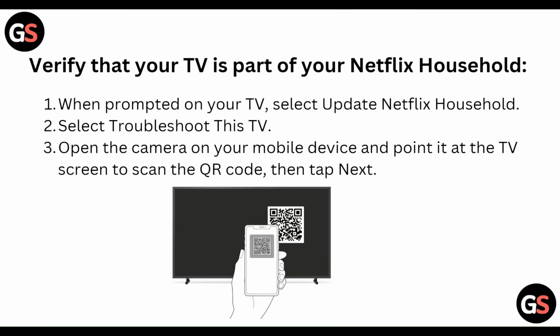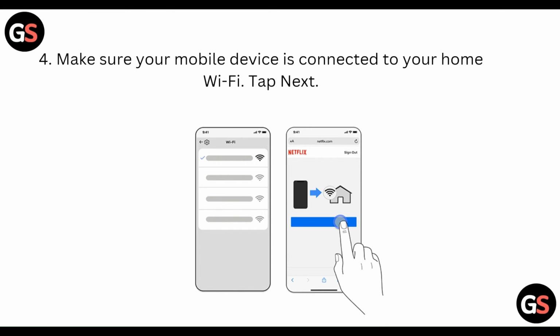So first of all, verify that your TV is a part of the Netflix household. When prompted on your TV, select Update Netflix Household and then select Troubleshoot this TV. Open the camera on your mobile device and point it at the TV screen to scan the QR code. Then tap Next. Then make sure your mobile device is connected to the home Wi-Fi and tap Next.